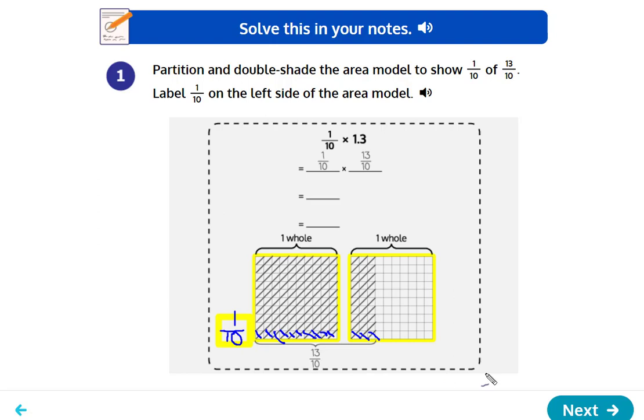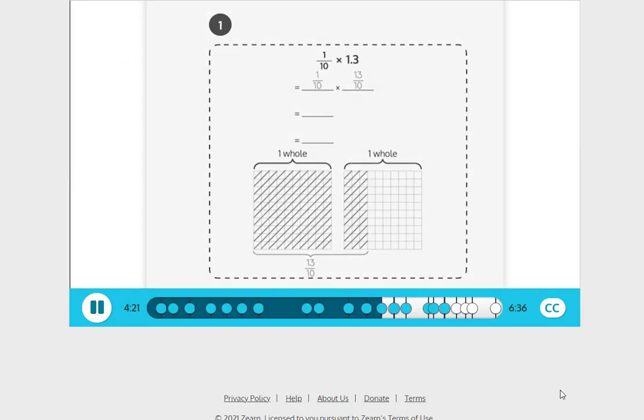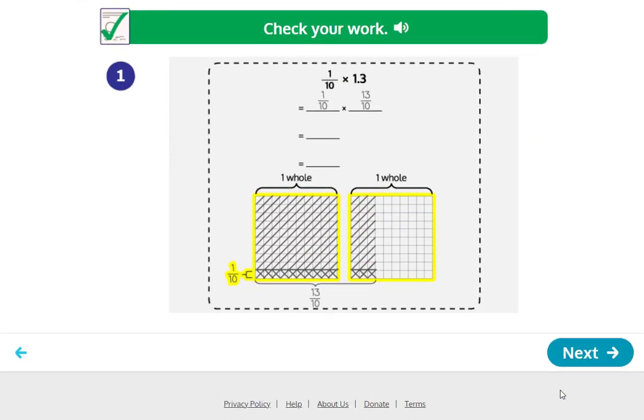Okay? Let's check our work. I'll partition and shade 1/10 like this, and label this part 1/10. See how good we are? Look at that. We double shaded 1/10 of the entire 13/10. Check your work. I think that's what we did.